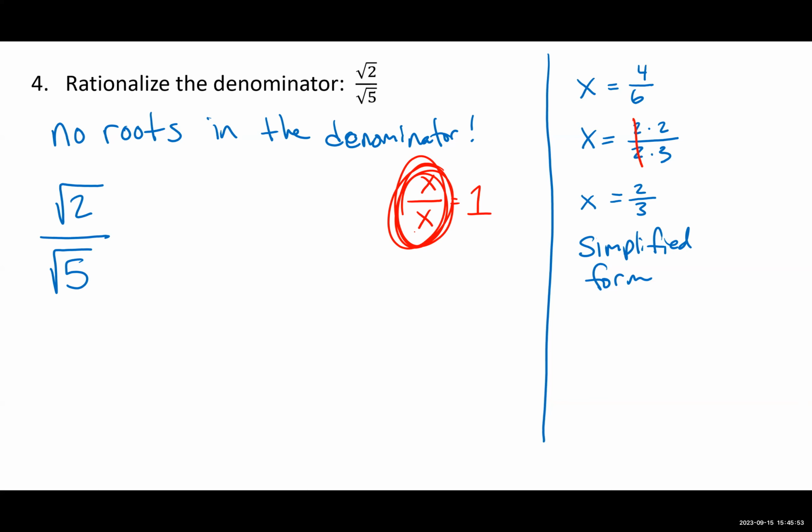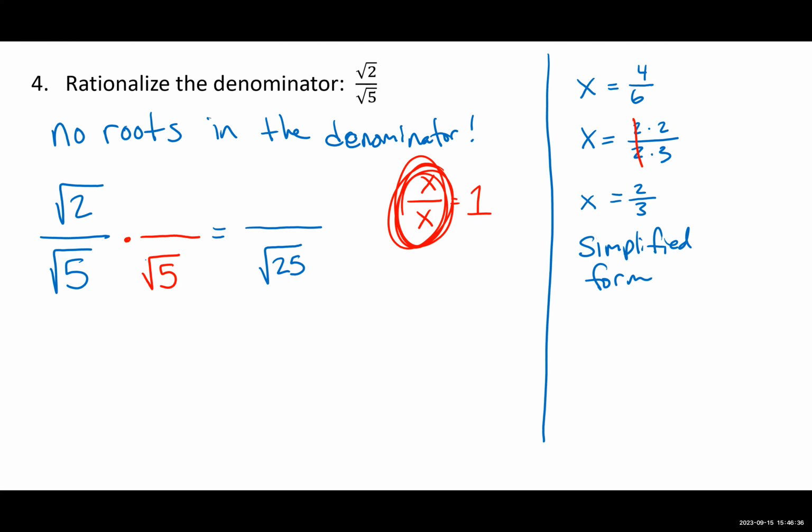For this problem, we need a perfect square on the bottom. 5 is not a perfect square, right? So the square root of 5 is not a whole number. We need the square root of something on the bottom that will give us a whole number. So what we could do is multiply the bottom by another square root of 5. Because what is the square root of 5 times the square root of 5? That is the square root of 25, and the square root of 25 is 5.